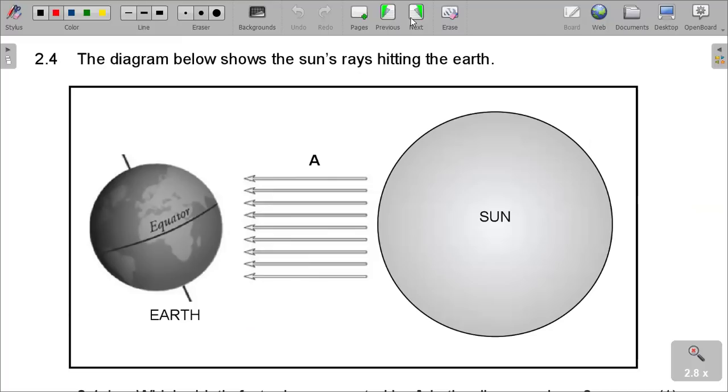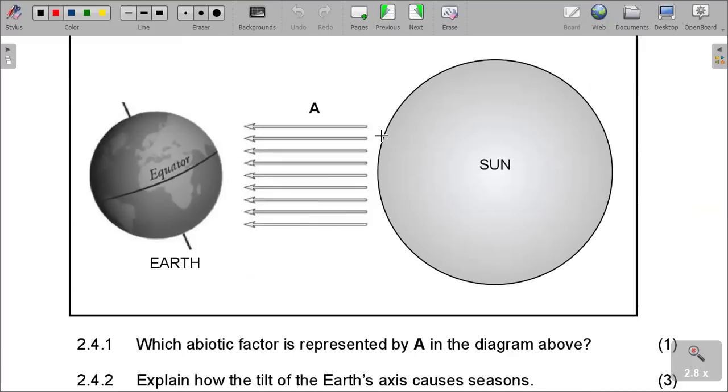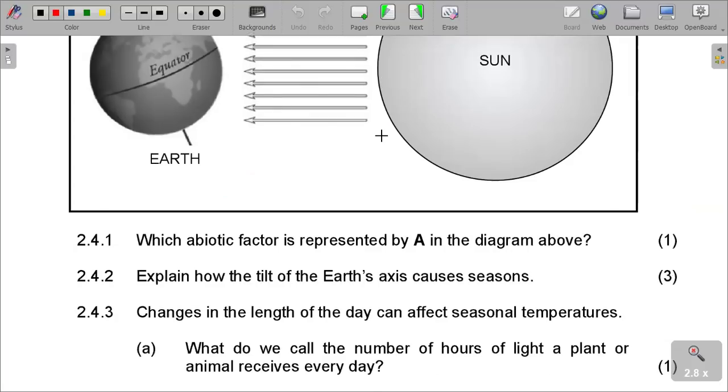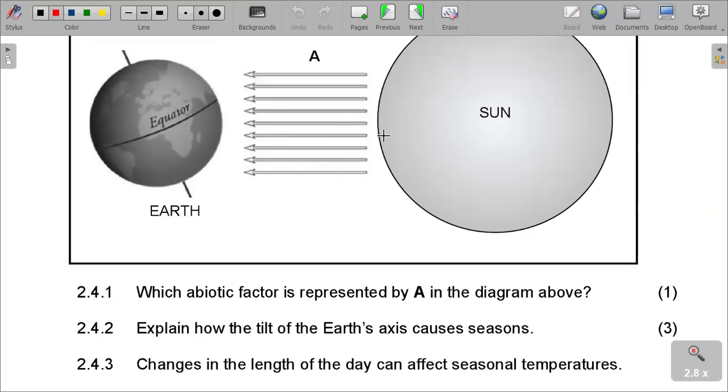And then our next question: the diagram below shows the sun's rays hitting the earth, and which abiotic factor is represented by A in the diagram above? We are saying the sun hitting the earth. So what is A representing? It is representing sunlight. It is light that is represented by A.